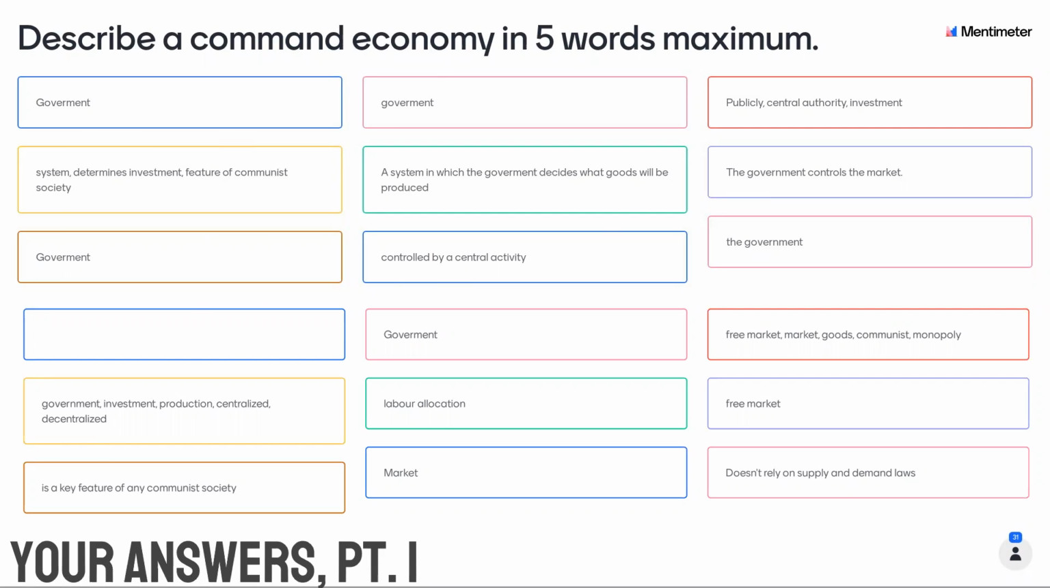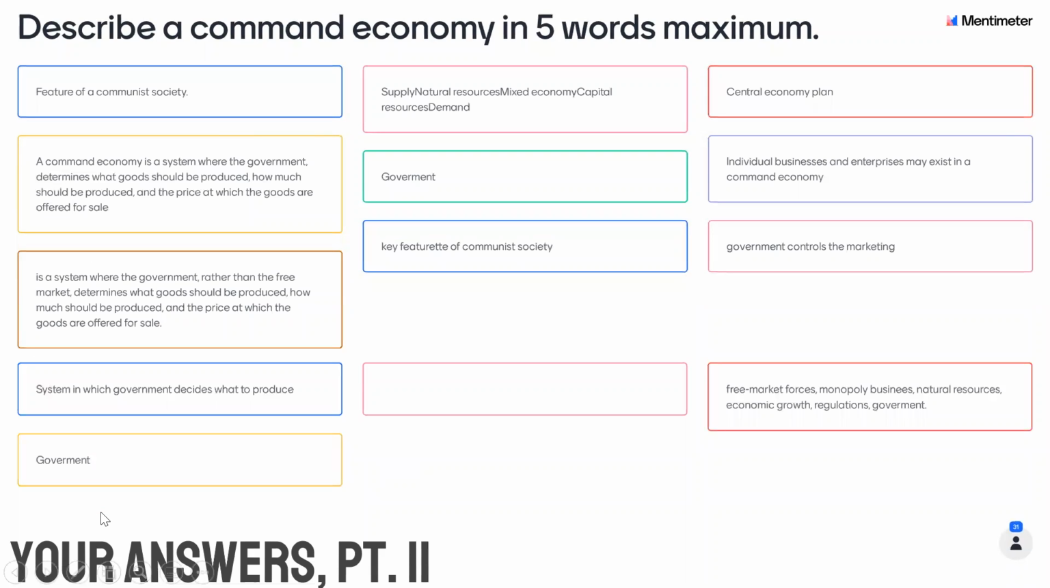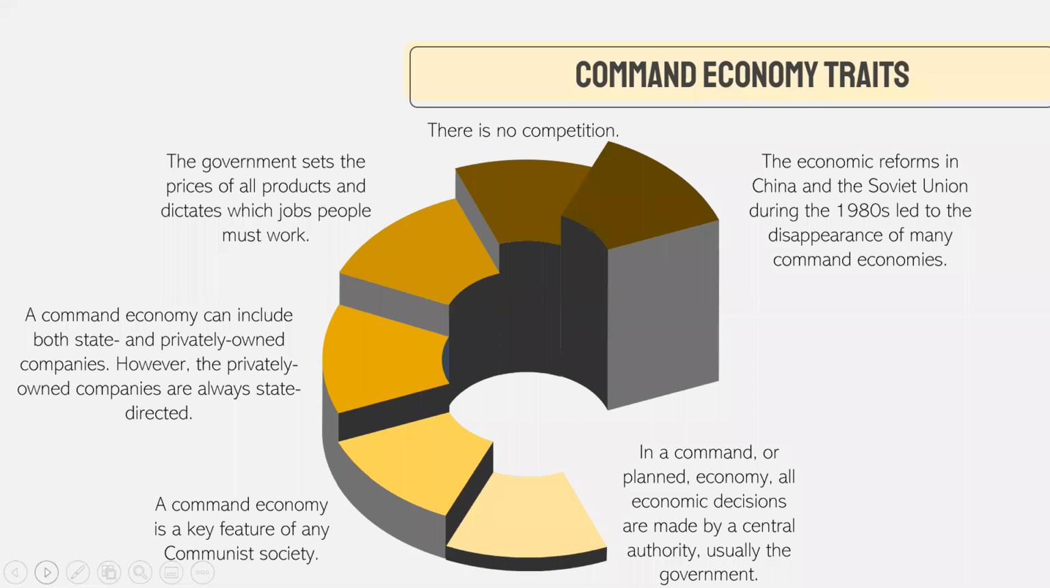Communist society, that is a great characteristic, we will be talking about that. It doesn't rely on supply and demand laws. Government controls the market. What else we got? Communist society, again. Government determines what goods should be produced. As you can see here, government and communist are 2 keywords of this system, and we will see why right now.